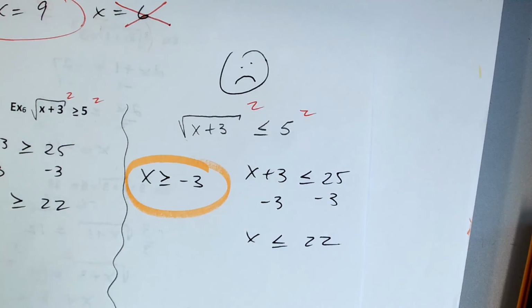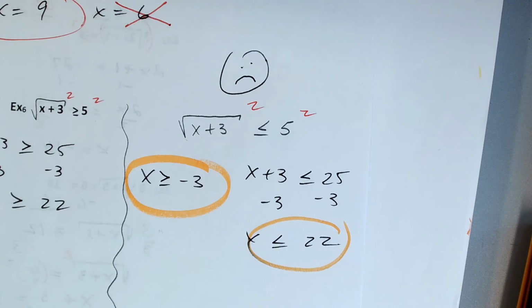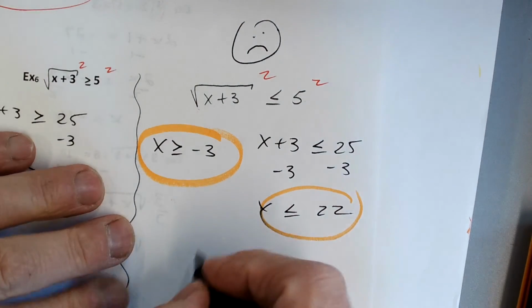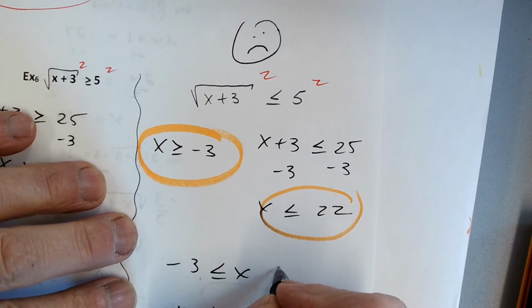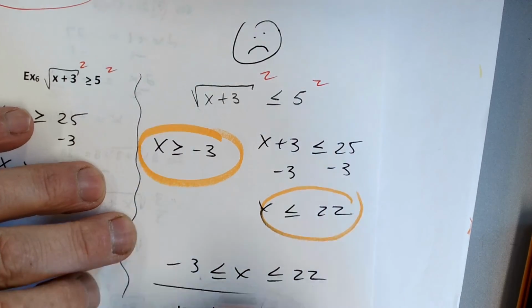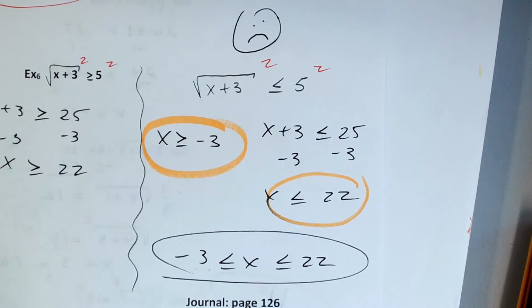So this problem has only a certain set of numbers that'll work. We know that it's got to be bigger than negative 3, but less than or equal to 22. Any number in between negative 3 and 22 will work. Any number bigger than 22 will not work. Any number smaller than negative 3 will not work. And that's what makes this one a little bit hard, okay?